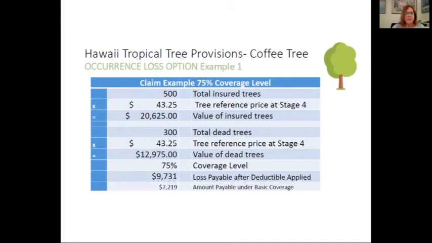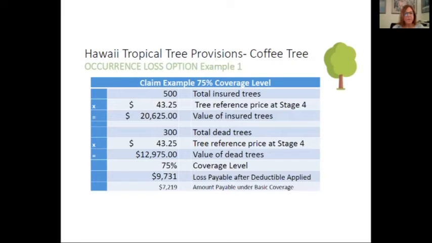Here's an occurrence loss option example. The same example would pay, if you look at the bottom line down here, and there's a whole lot fewer lines to compute because we aren't worried about computing the deductible on an upfront basis. We basically start paying on tree number 1 once the loss exceeds 3%. And then we apply the price, the coverage level election times the value of dead trees to come up with the loss payable. So you can see this compares to that example that I just gave where $7,219 was the loss payable.